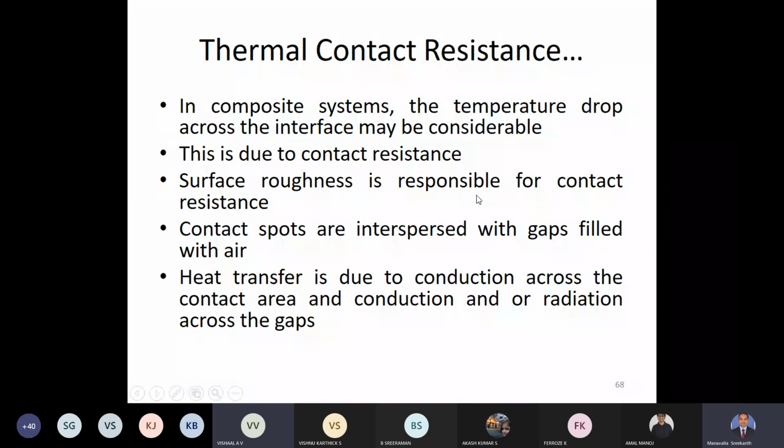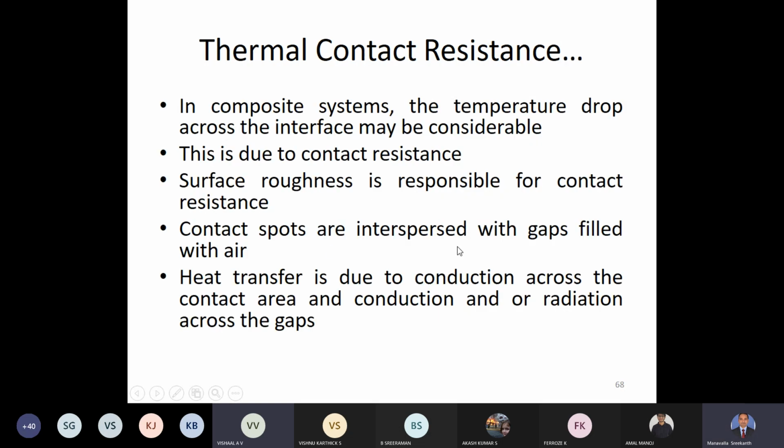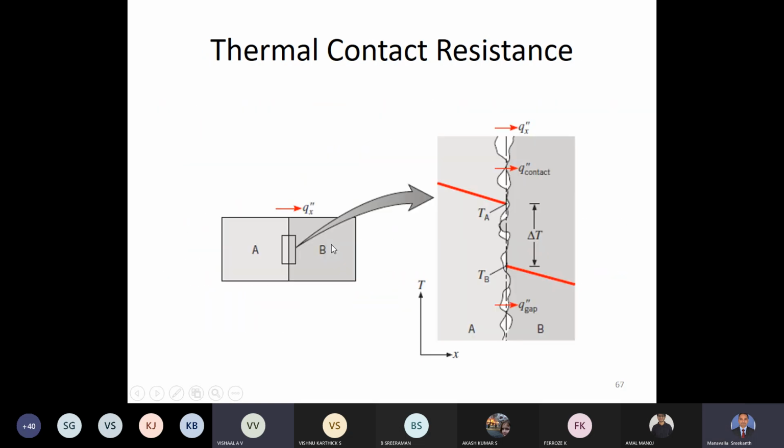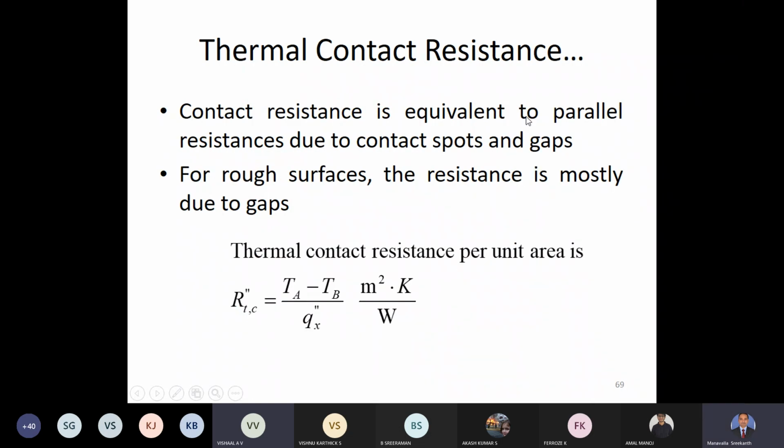Surface roughness is responsible for contact resistance. The projections on the surfaces will not permit perfect contact. Therefore, these surface roughnesses you see here are responsible for this contact resistance. These contact spots are interspersed with gaps filled with air. So it can be air, or it can be any other material which is a poor conductor. Heat transfer is due to conduction across the contact area and conduction or radiation across the gaps. So contact resistance is equivalent to parallel resistances due to contact spots and gaps.